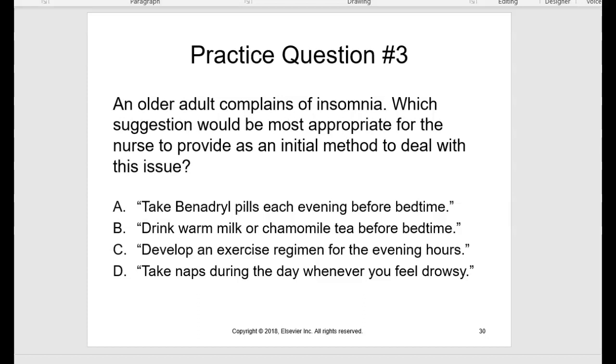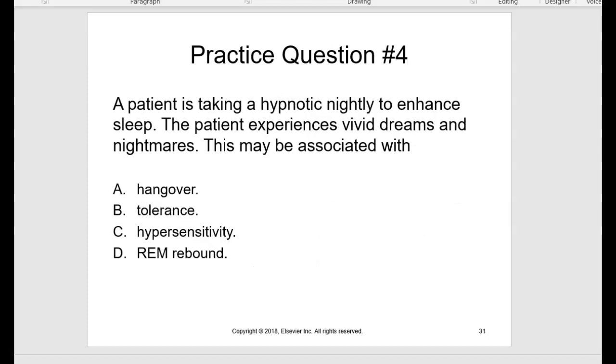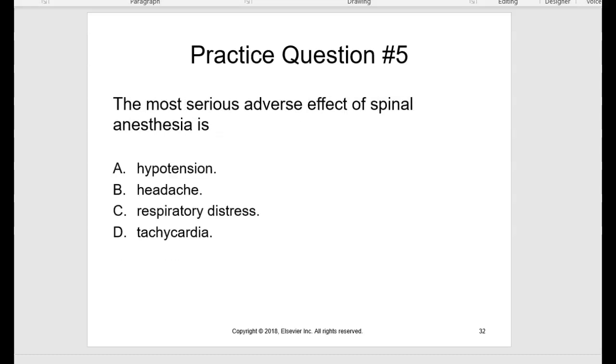Before medications are used, various non-pharmacological methods should be used to try to promote sleep, including avoiding strenuous exercise before bedtime and avoiding naps during the day. Drinking warm milk or chamomile tea before bedtime has been found to promote sleep. Question 4. A patient is taking a hypnotic nightly to enhance sleep. The patient experiences vivid dreams and nightmares. They may be associated with. The correct answer there is D, REM rebound.